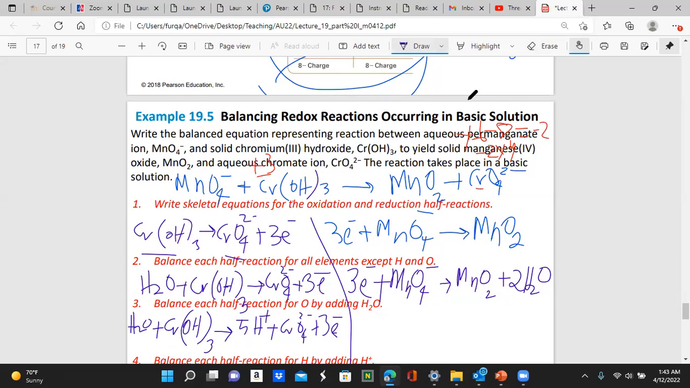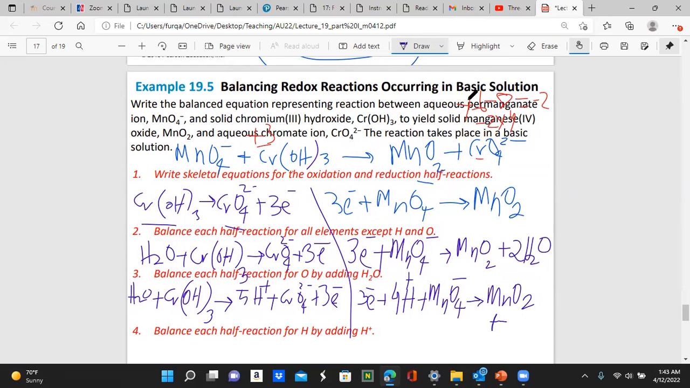Oh, this seems like it is quite balanced now. Okay, and then I have to add H pluses on this side. Just 3 electrons plus how many hydrogens? 4 H pluses, correct? So it's going to be 4 H pluses plus MnO4 minus. And then it's going to go into MnO2 plus 2H2O.